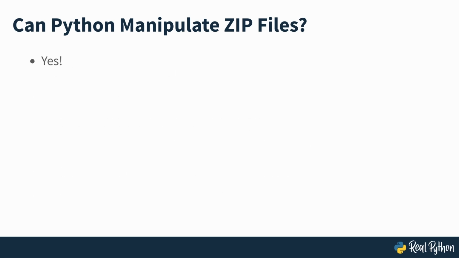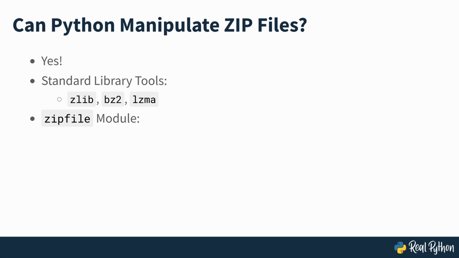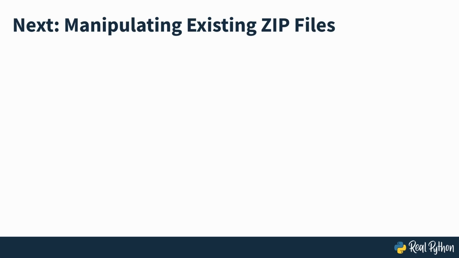Python has several tools that allow you to manipulate zip files. Some of these tools are available in the Python standard library, and these include low-level libraries for compressing and decompressing data using specific compression algorithms, such as zlib, bz2, lzma, and others. Python also provides a high-level module called zipfile specifically designed to create, read, write, extract, and list the contents of zip files. In this course, you'll learn about Python's zipfile and how to use it effectively, starting in the next section by taking a look at manipulating existing zip files.